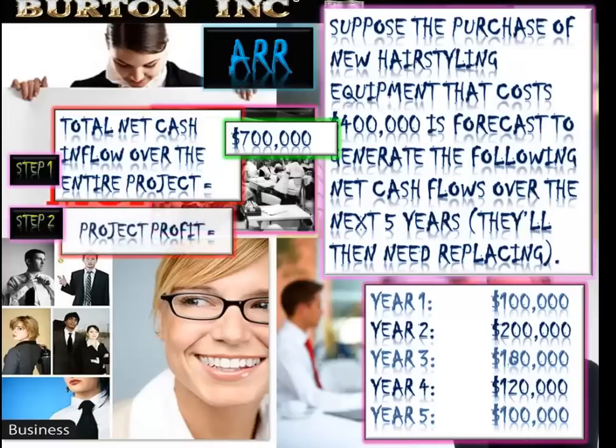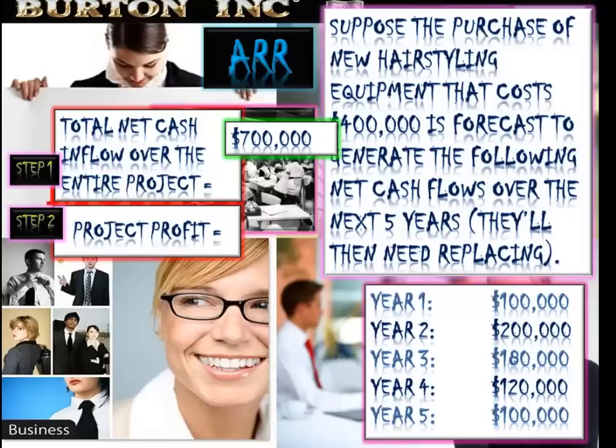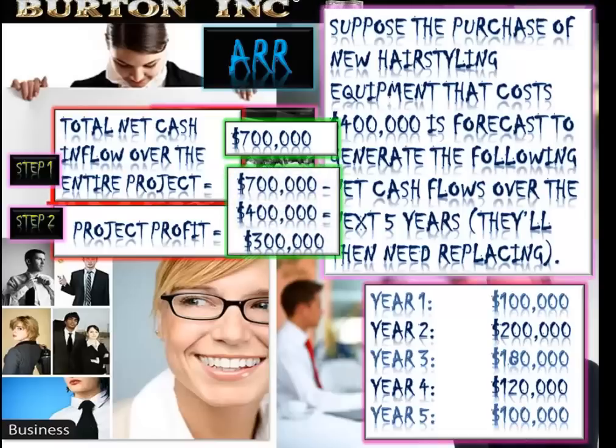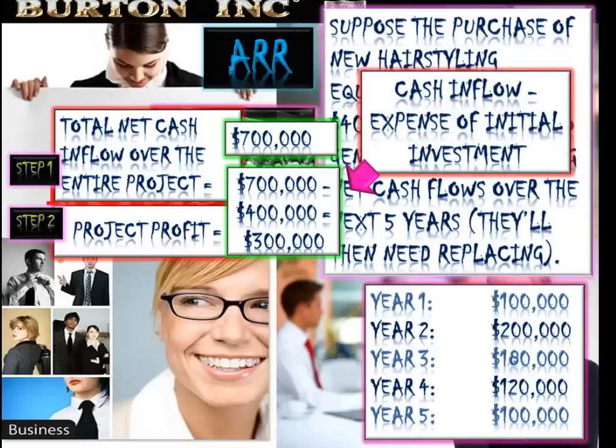The second step in calculating our accounting rate of return is the project profit. Now, net cash flows, the income coming in, is $700,000, but remember, it costs us $400,000 to purchase the things in the first place. So projected profit, $700,000 minus $400,000. Our projected profit is $300,000. So cash inflow minus the expense of the initial investment is step 2, calculating the project profit.